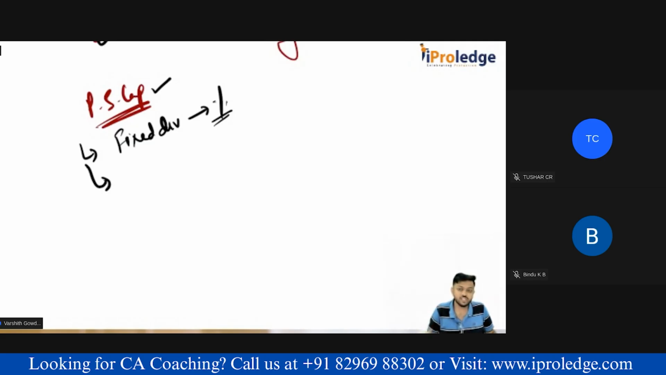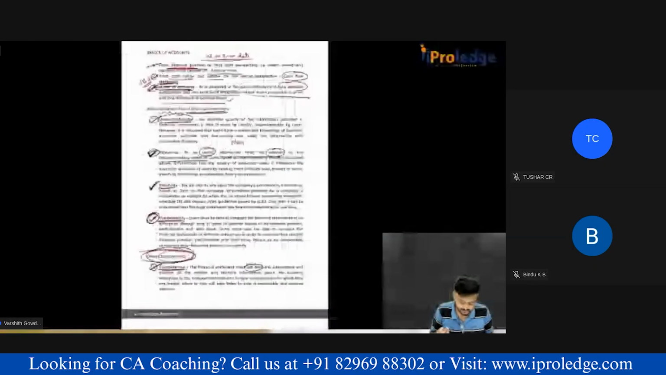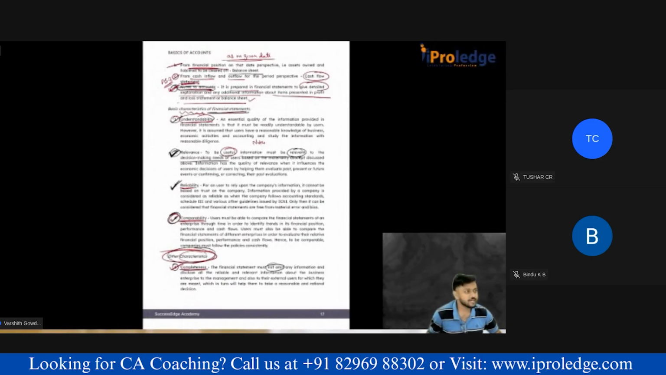Correct? So that should be one more thing. Whenever you are doing accounts, don't just do the form. See the substance and then do the accounting of the transaction. So those are the three more characteristics. Clear? So that is about your different concepts.